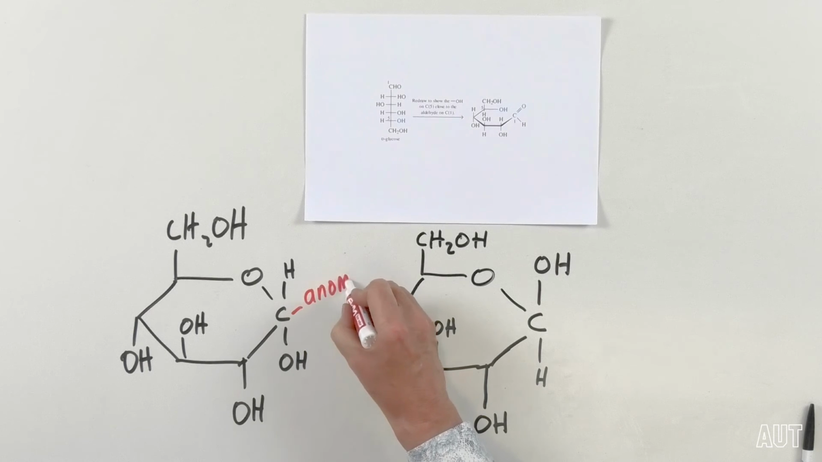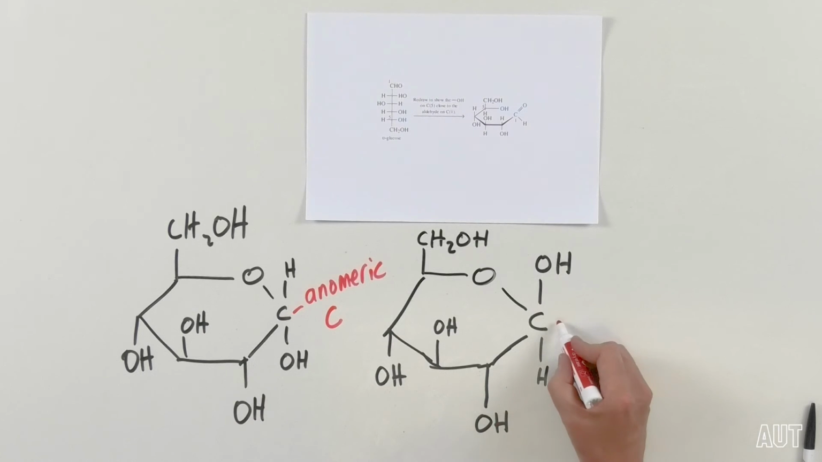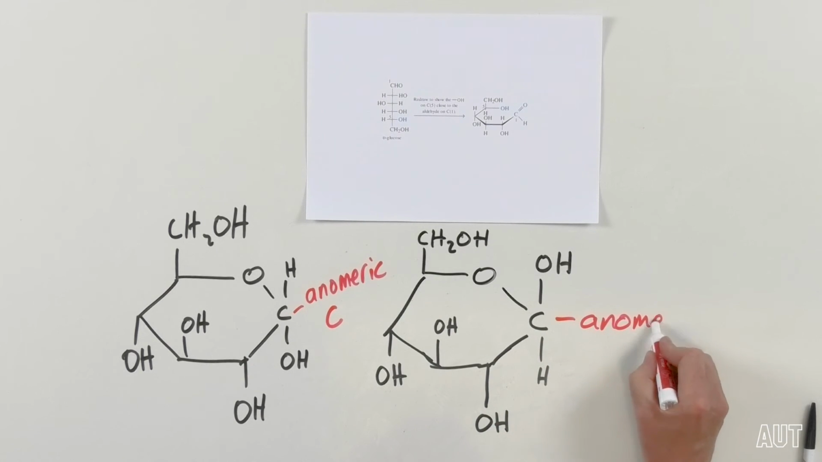Because this is sugar chemistry, we give things a special name. If you really want to be absolutely honest, these are diastereoisomers. They're not mirror images of each other, and therefore they're related as diastereoisomers. But because it's sugar chemistry, we give them a special name. We call these anomers, and we call this carbon here the anomeric carbon.